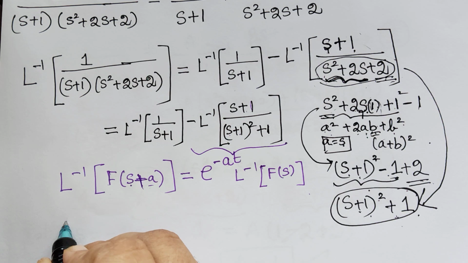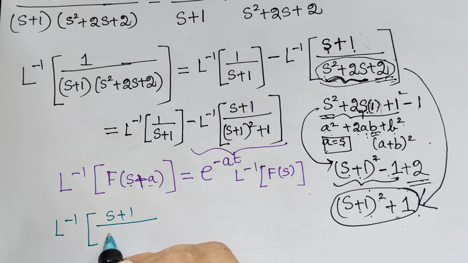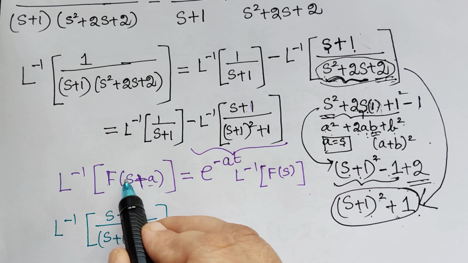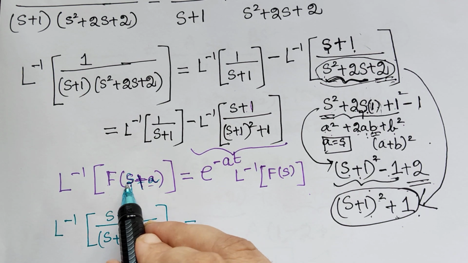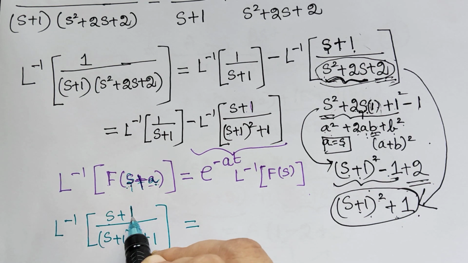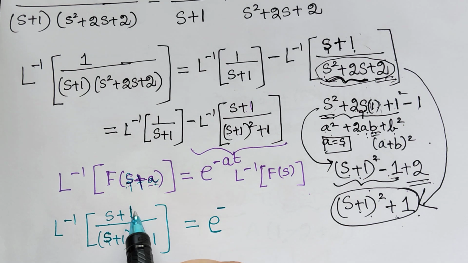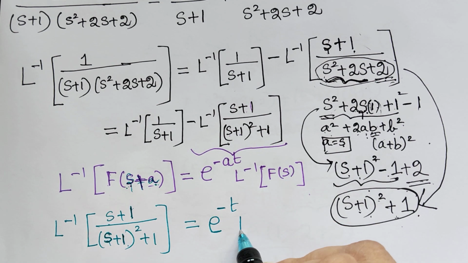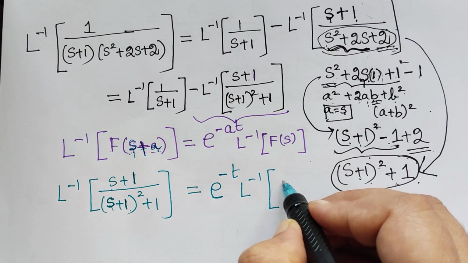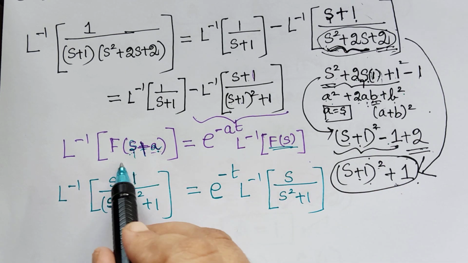So here we have to find inverse Laplace transform of s plus 1 divided by s plus 1 the whole square plus 1. So this will be equal to, now s plus a, if the function has s plus a, wherever s you have, a will be added with it. Now here the value of a is 1, so s plus 1, and this is s plus 1. So this will be equal to e to the power minus a, which is 1, so minus t, inverse Laplace transform of, without having that a with s, we should write as s by s squared plus 1. So that is the meaning for this.